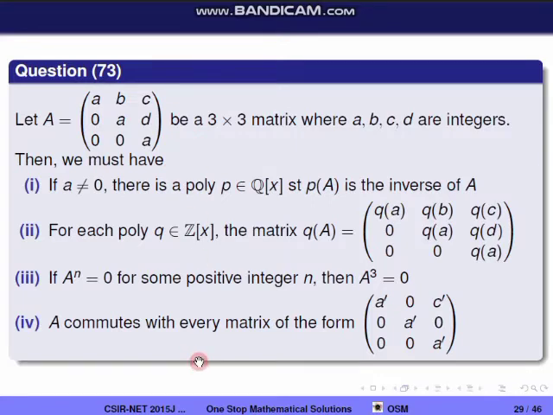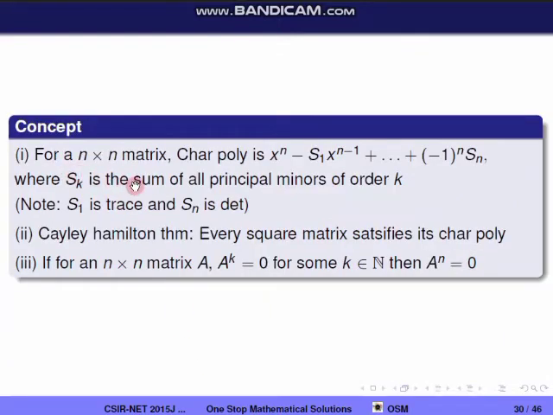We look into the concept used. For an n cross n matrix, the characteristic polynomial is given by x power n minus s1 x power n minus 1 plus and so on, up to minus 1 whole power n times sn, where sk is the sum of all principal minors of order k. Note that s1 is the trace and sn is the determinant. The Cayley-Hamilton theorem states that every square matrix satisfies its characteristic polynomial. If for any n cross n matrix A, A power k is equal to 0 for some k belongs to N, then A power n is equal to 0.